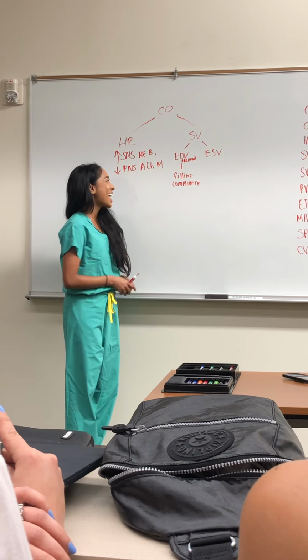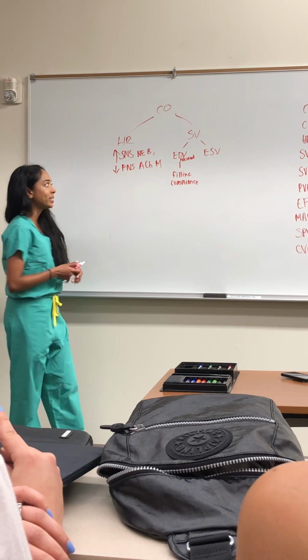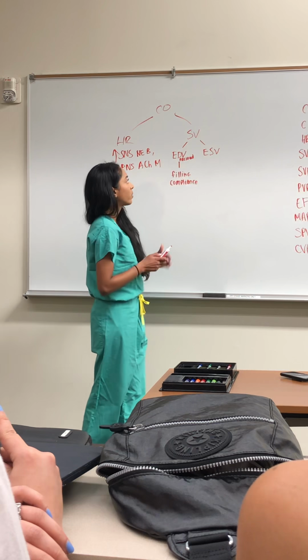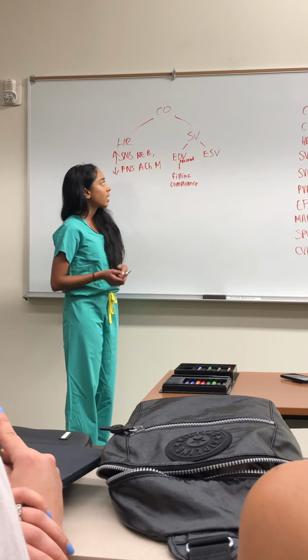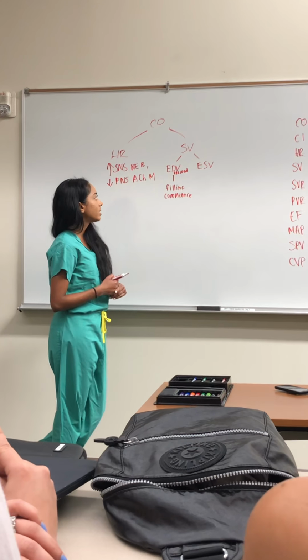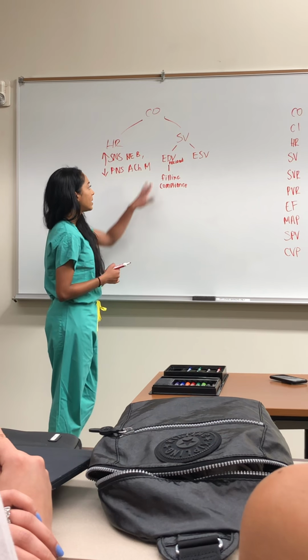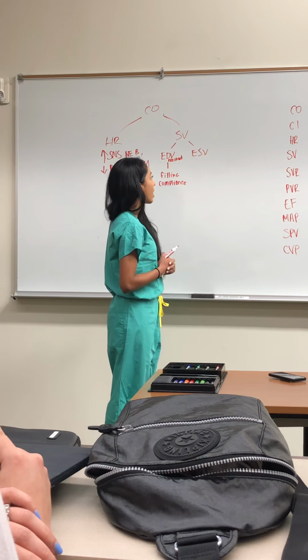As an example, if we give a bolus of IV fluids, then we are going to increase our preload due to increased filling. This increases our stroke volume while maintaining end systolic volume. On the opposite side, if we give a medication such as Lasix or nitroglycerin, we're going to decrease our end diastolic volume by decreasing filling. This decreases our stroke volume and maintains our end systolic volume.